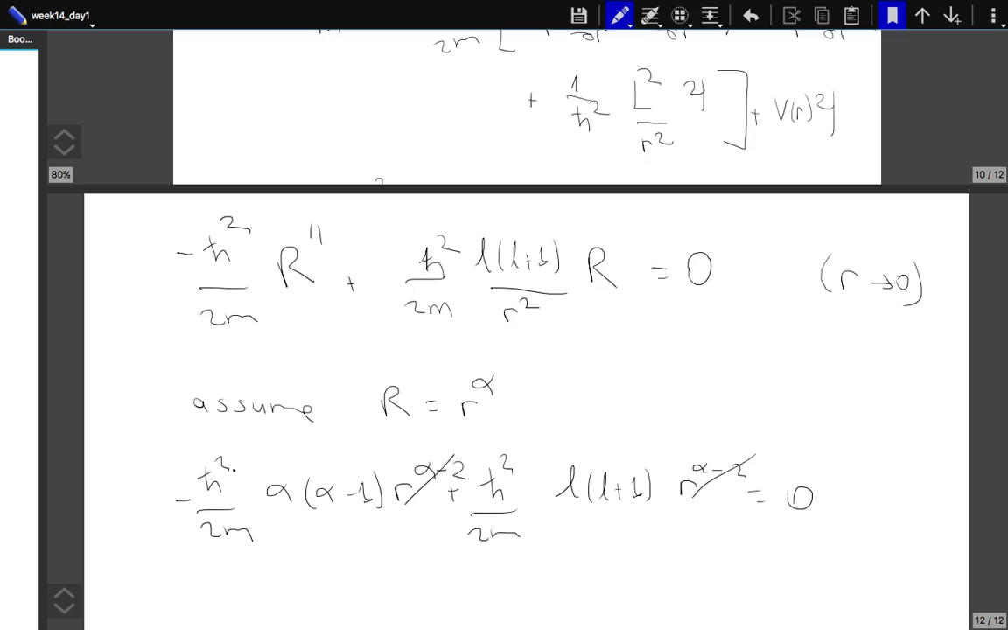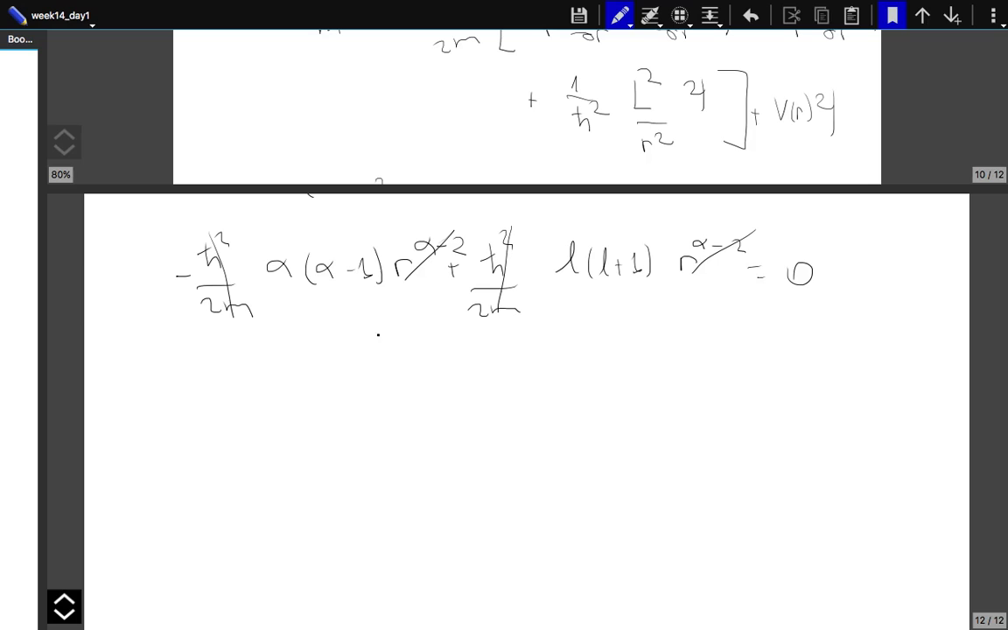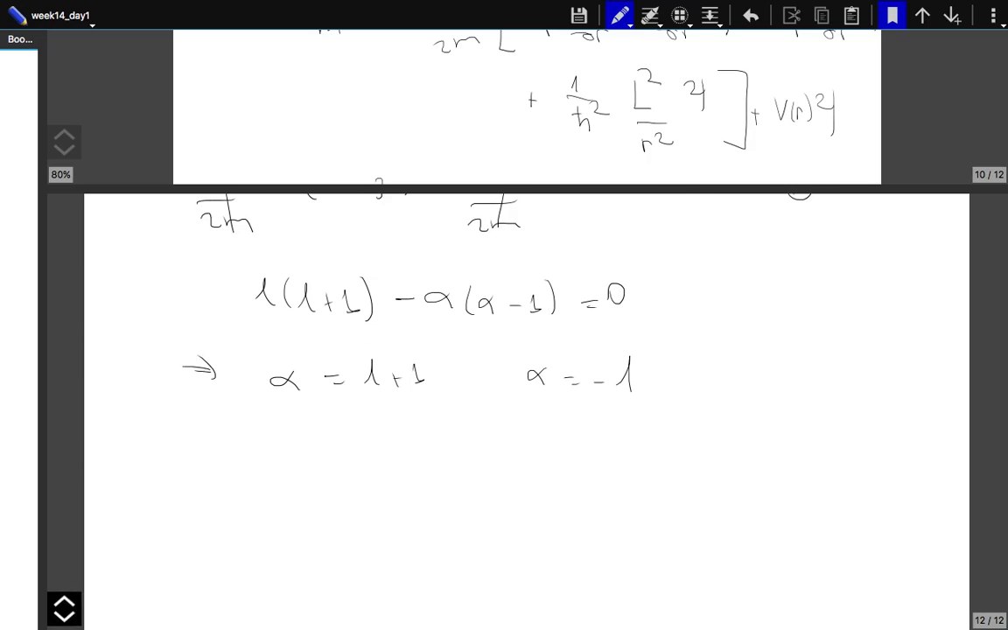Well, the r to the alpha minus 2s cancel. The h bar squared over 2m's cancel. So we get l times l plus 1 minus alpha times alpha minus 1. This should be equal to 0. This is our equation. So this tells me that either alpha should be equal to l plus 1 or alpha is equal to minus l. So I have two solutions basically, R of r divided by capital R, small r, this is my wave function.